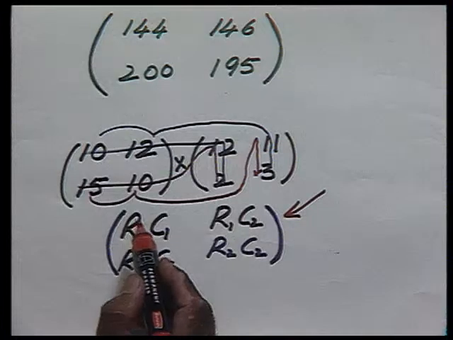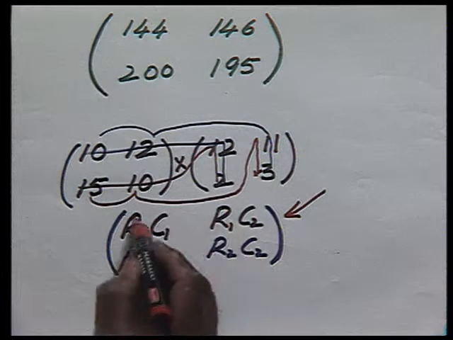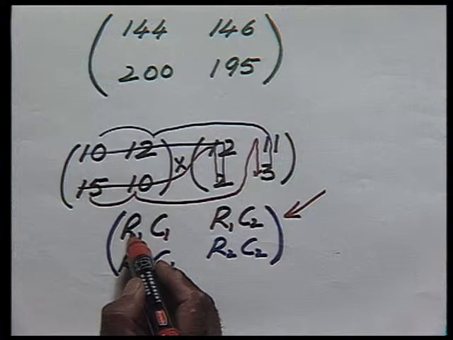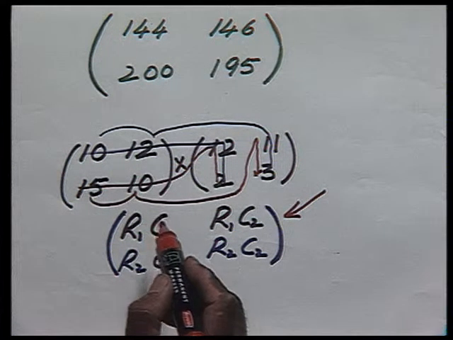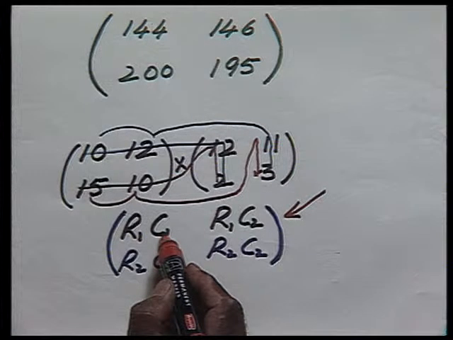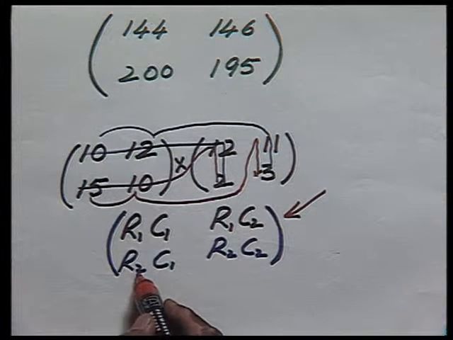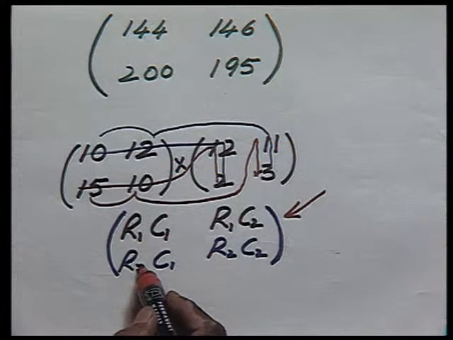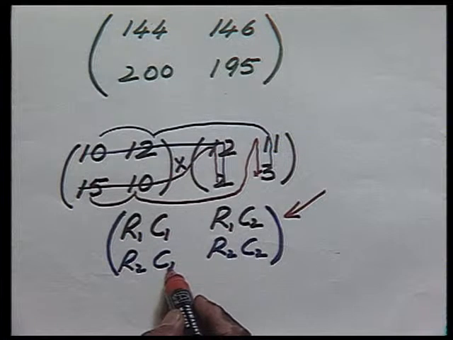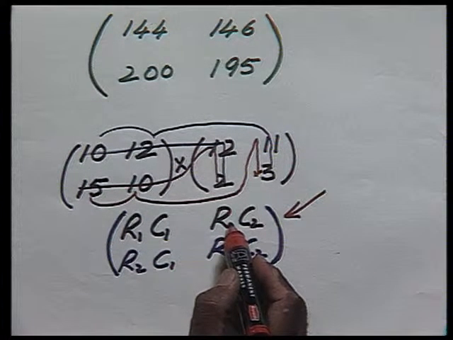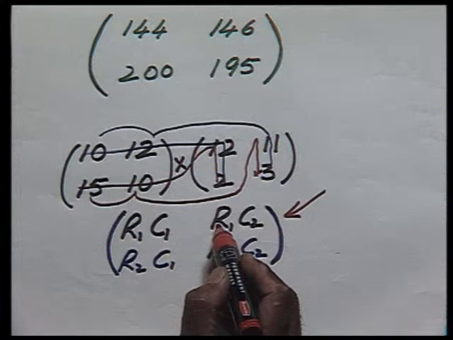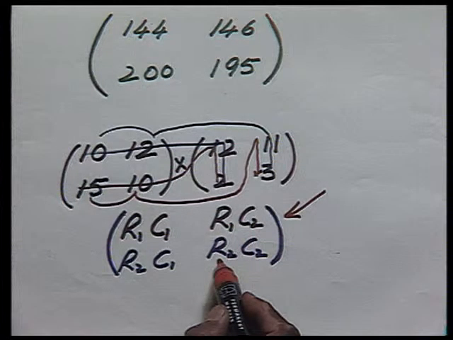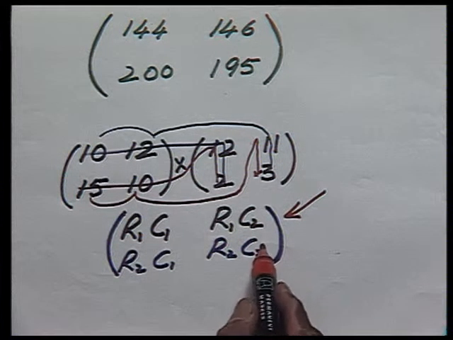The resultant matrix, the first element, this one in row 1 and column 1, will be obtained by multiplying the elements of row 1 of the first matrix with the elements of column 1 of the second matrix. This element will be obtained by multiplying, because this is in row 2 and column 1, row 2 of the first matrix, column 1 of the second matrix, exactly in the same way, row 1 of the first matrix and column 2 of the second matrix, row 2 and column 2 in like manner.